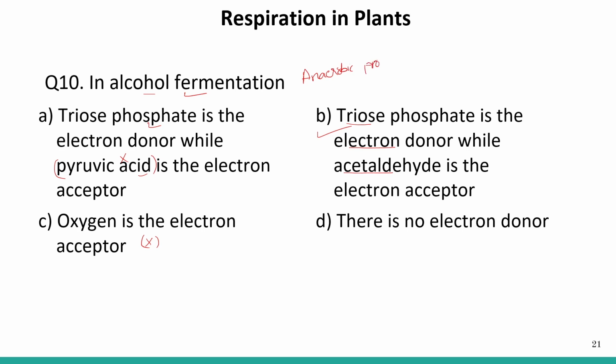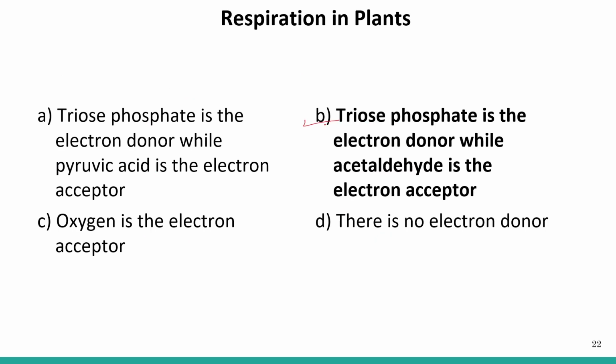Okay, it is anaerobic, it doesn't require oxygen. Oxygen is the acceptor in aerobic respiration. Next option is there is no electron donor. This is also not true. Triose phosphate is the electron donor. So what should be the answer? Option B is the correct answer.